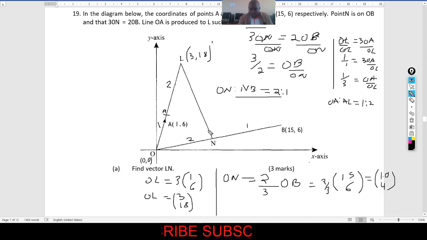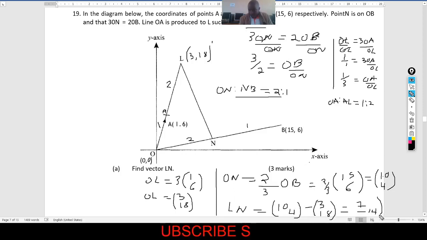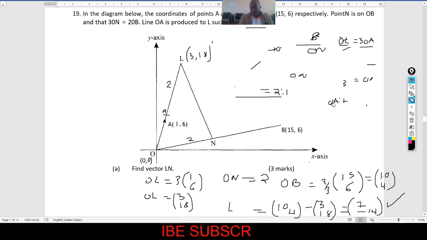And for you to get LN, it is N minus L. So LN, that's what I'm asked, equals N minus L, and N is 10/4, minus L which is 3/18. So this gives me 7, and 4 minus 18 is negative 14. So 7/negative 14. That is what I'm asked. So that is vector LN.